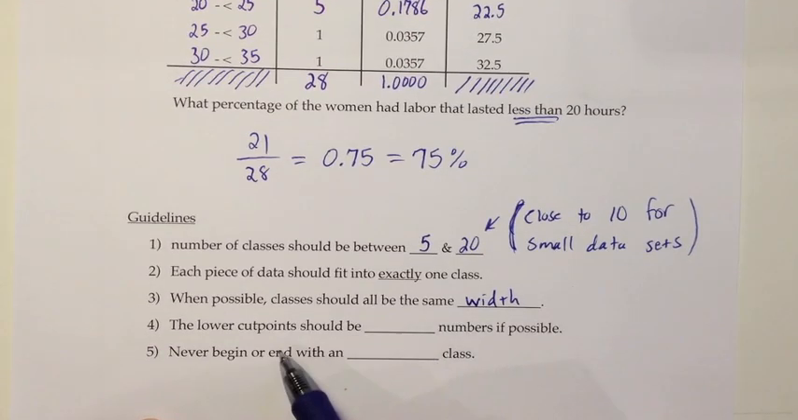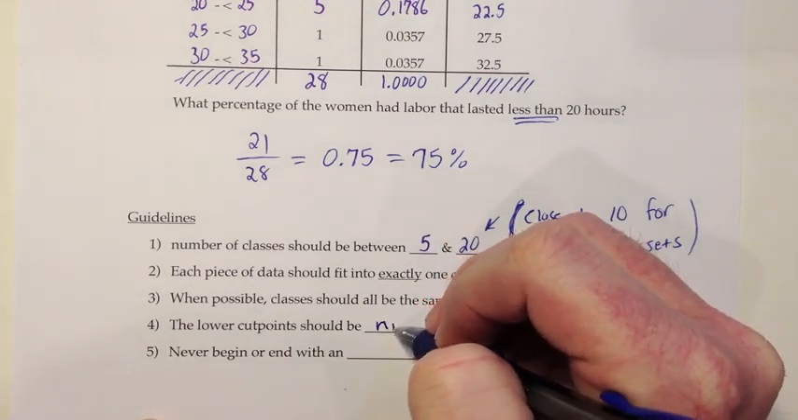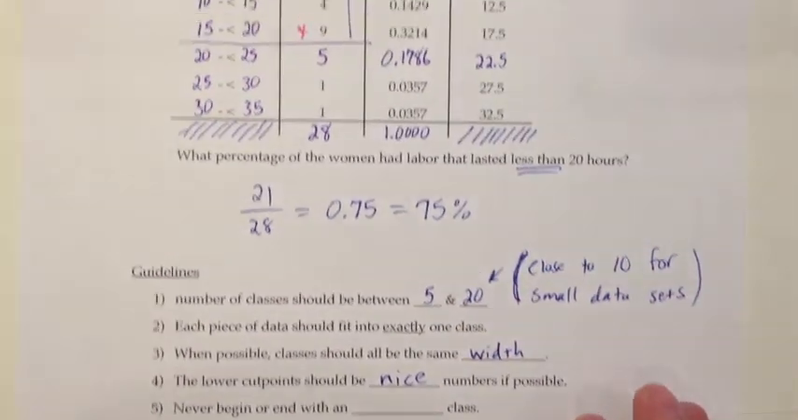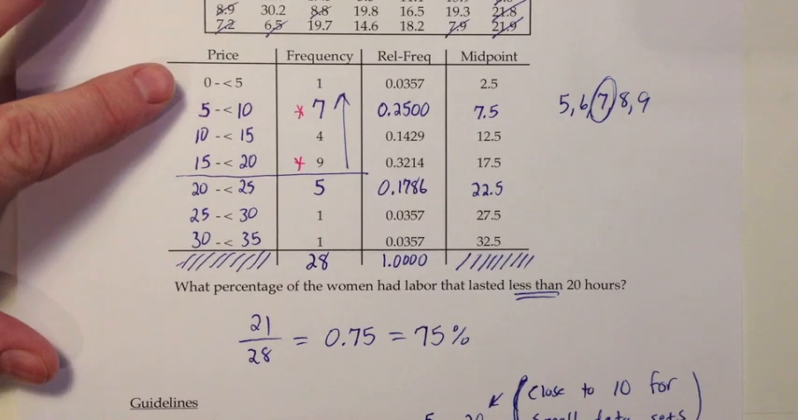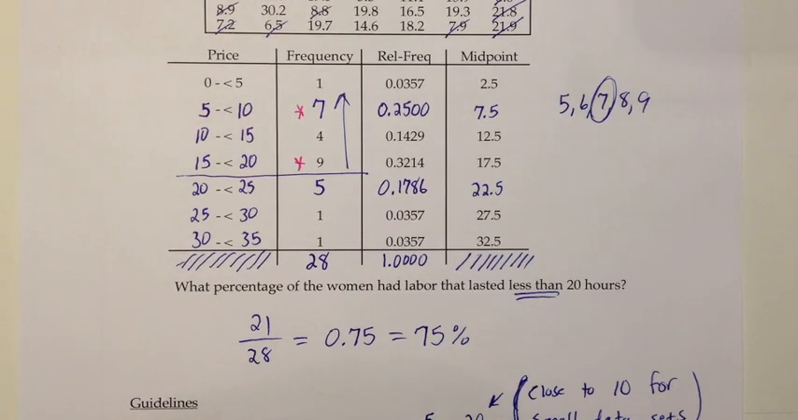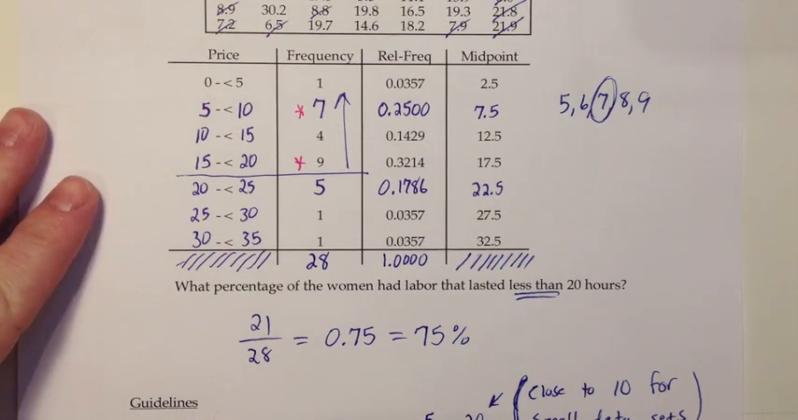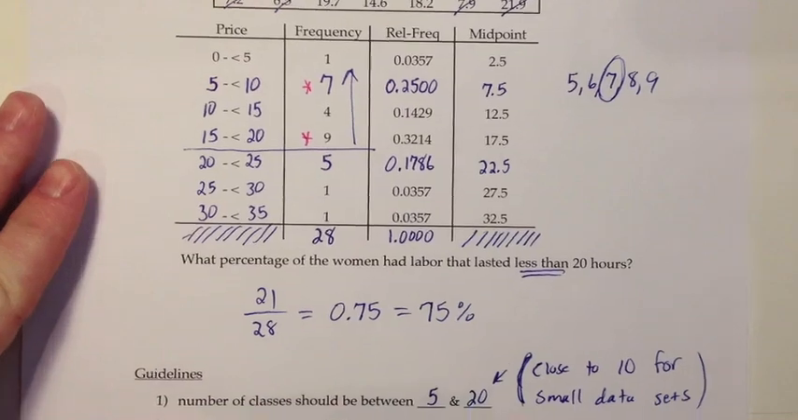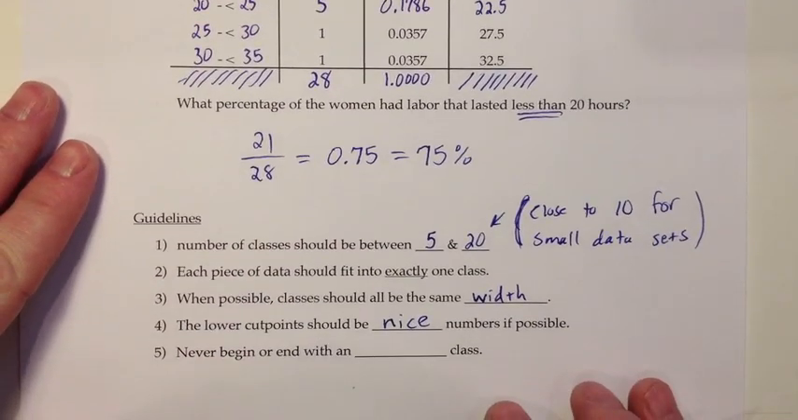And then a couple other things to note. The lower cut points should be nice numbers if possible. So I like that we used a width of 5 here. It was easy to count: 0, 5, 10, 15, 20. But if we had started with a messy number, like 2.7 or something, then it's still hard to count up in 5s. So if you want to pick a nice number for your width, you also want a nice number for your first cut point, so you're starting at a good place.